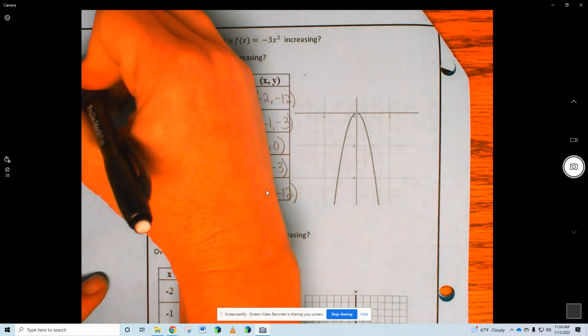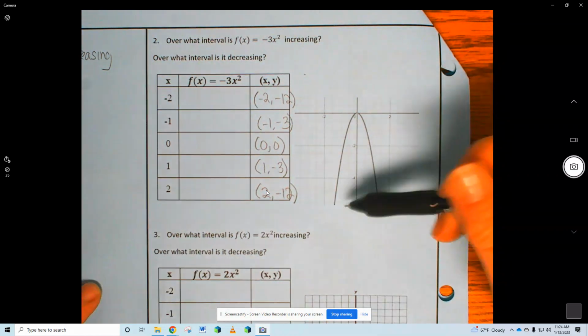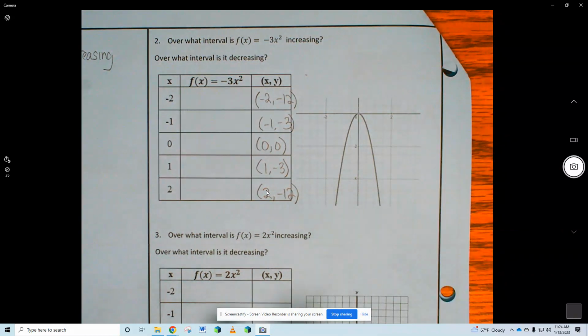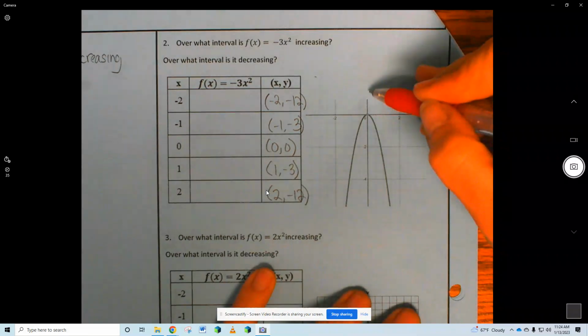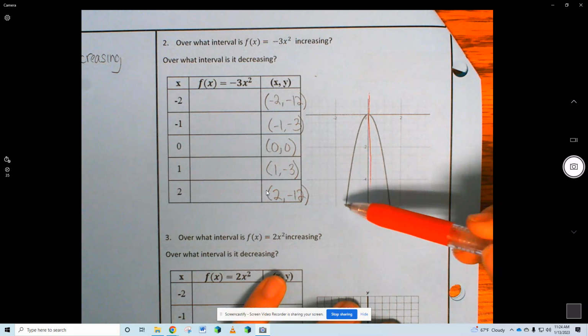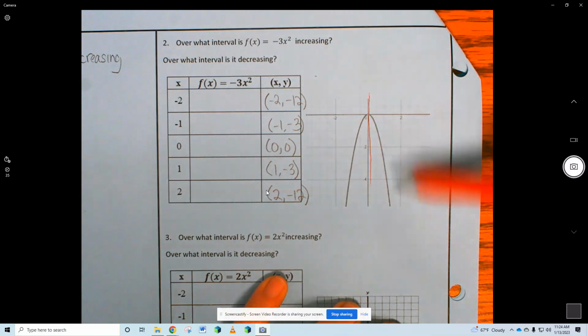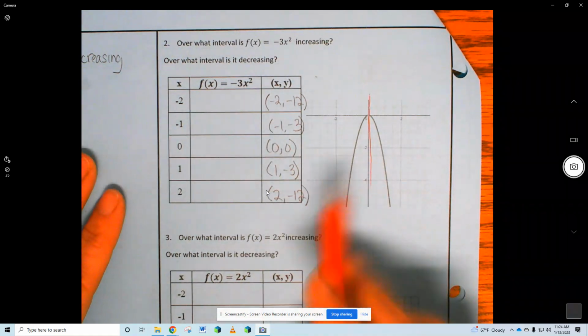I need to draw a picture. Where is this graph increasing? I'm going to stick with the same colors. Increasing was red. Okay, is the graph increasing? Here's my middle line. Is it increasing right here, or is it increasing on the right? Less than 0 or greater than 0? Where is the line going uphill? On the left, this is increasing.